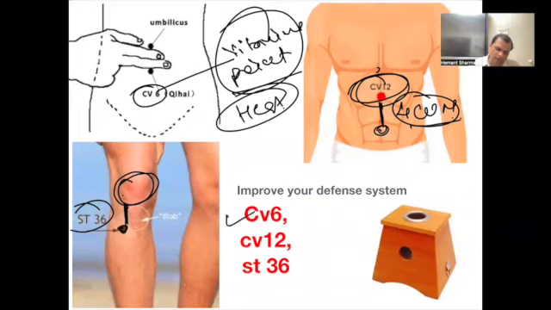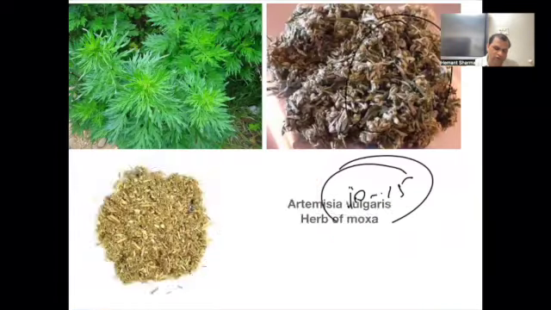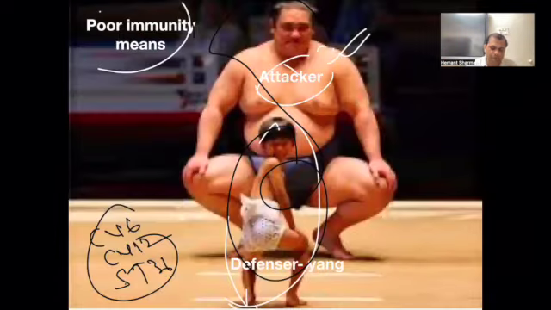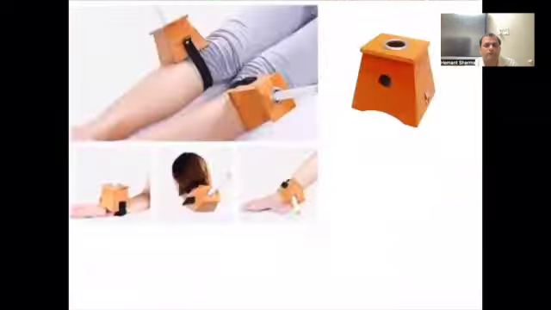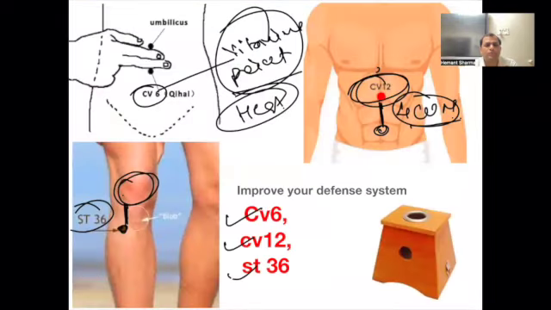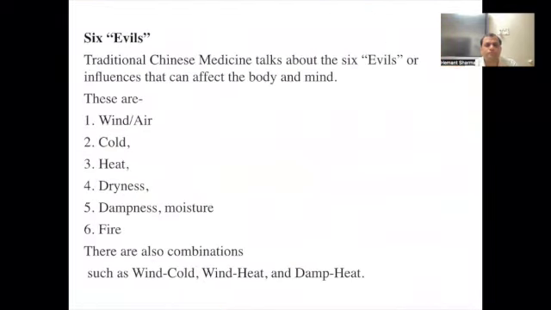So with the help of CV6, CV12 and Stomach 36, we can improve this poor fighter, and we can make it stronger just by doing moxibustion on these 3 points. So now, the next step.